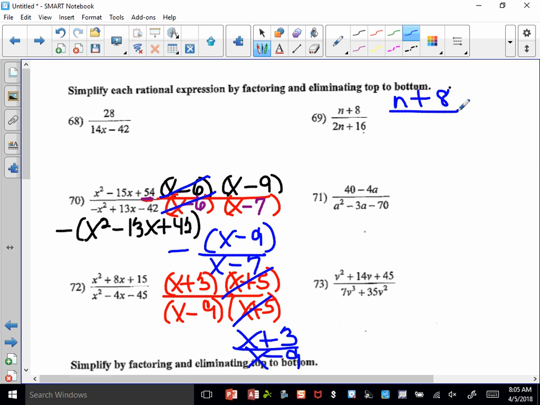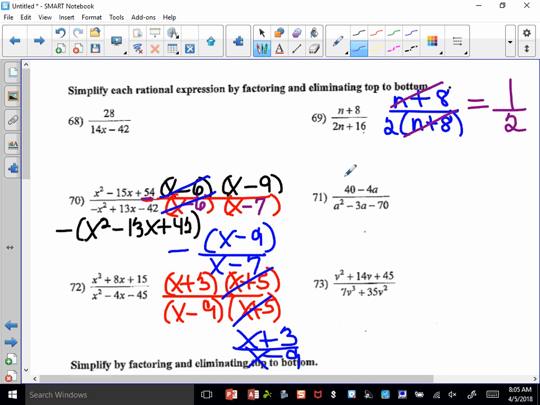The bottom, I can factor out a GCF. So what is the GCF? 2. So when I divide by 2, I end up with n plus 8. Cross out the n plus 8. So that's like a 1 at the top. So your answer is 1/2. Okay. All right, let's look at 71.